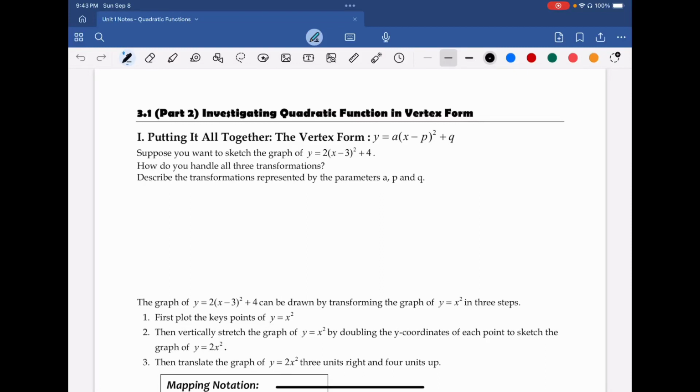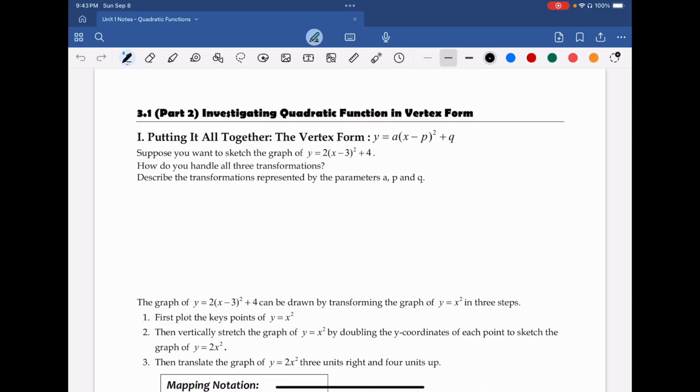All right, so now we're going to go into part 2 of lesson 3.1, and this is going to be us putting all the transformations together that we've talked about in the previous lesson. So we've talked about how there can be horizontal translations, or a left or right movement on the graph. We've talked about how there can be a vertical translation, or an up and down movement. And we've also talked about how there can be vertical stretches. So this almost multiplication factor to every y value or every output value.